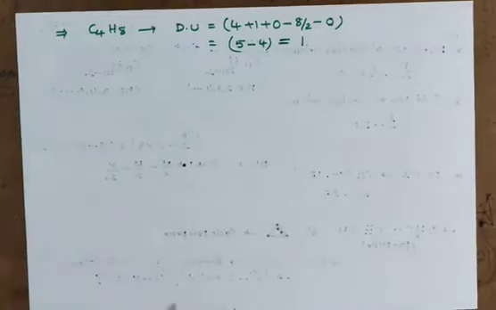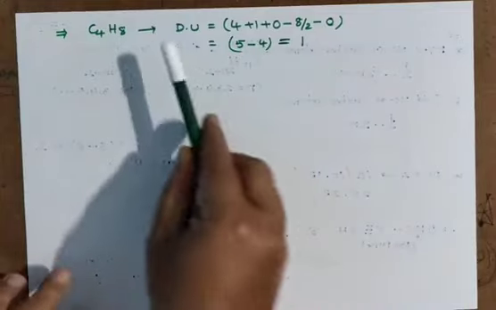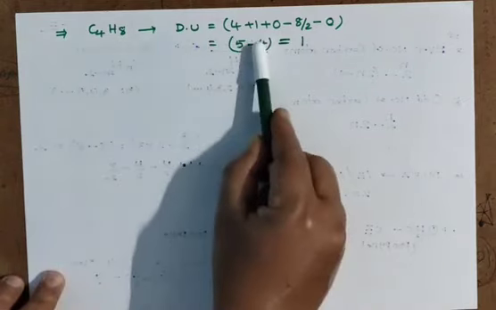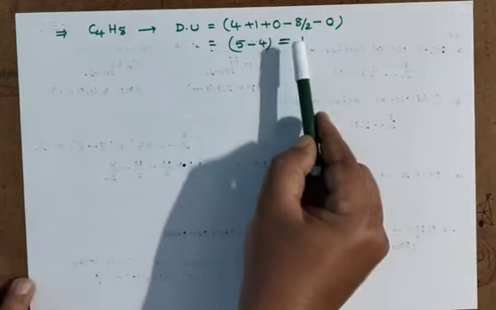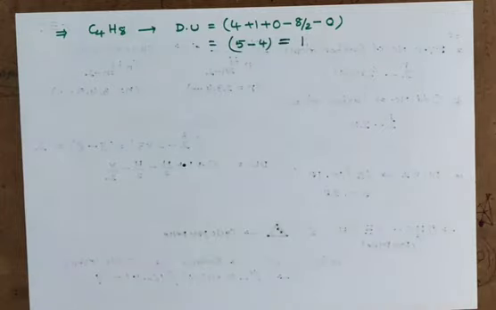Clear? How much I am getting? 4 plus 1, 5 minus 8 by 2. 8 by 2, 4. So du you are getting 1 only. Du value you are getting 1 for this. 1 means 1 double bond chance is there. 1 double bond chance is there. 1 ring chance is there. Clear?